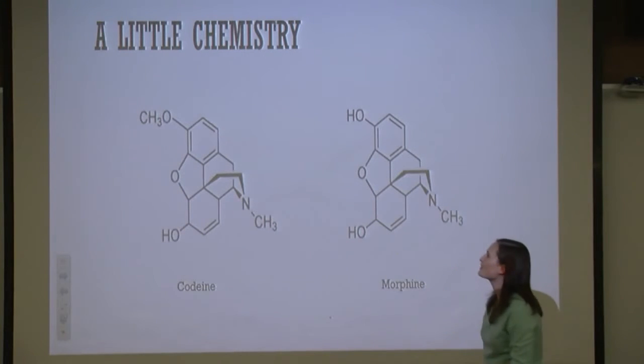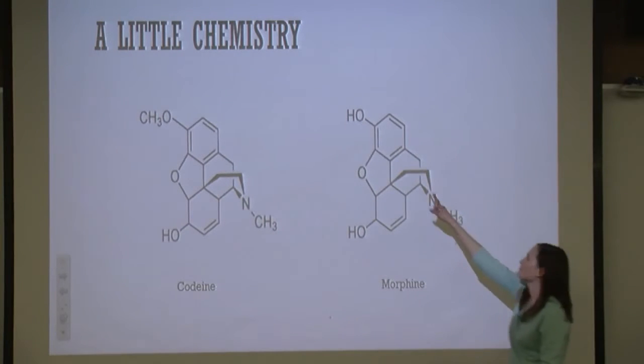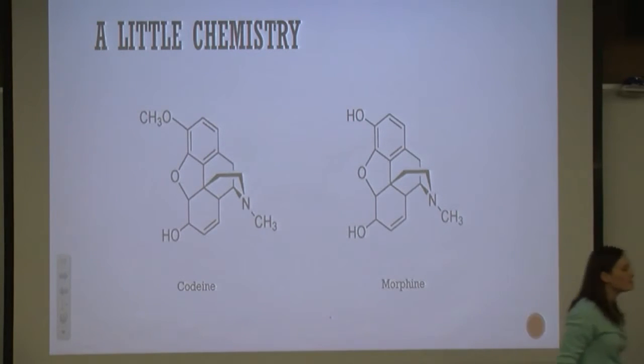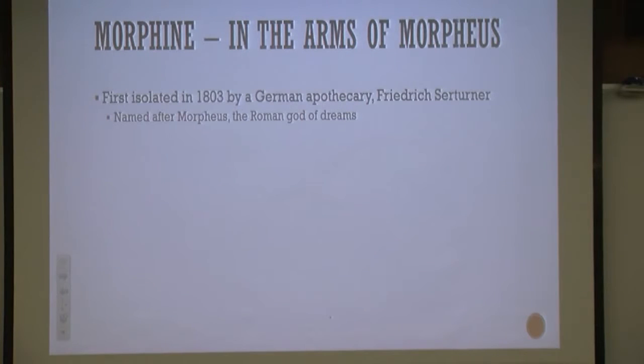We have an extra carbon and 2 hydrogens at the top: hydrogen there, a CH3 group there. Just that small change in the atoms makes a big difference in how they affect the body. Codeine and morphine are both narcotics. Codeine is a little bit less effective as a painkiller, but it's also a little bit less addictive. And so I'll go on to talk a little bit about what that even means.